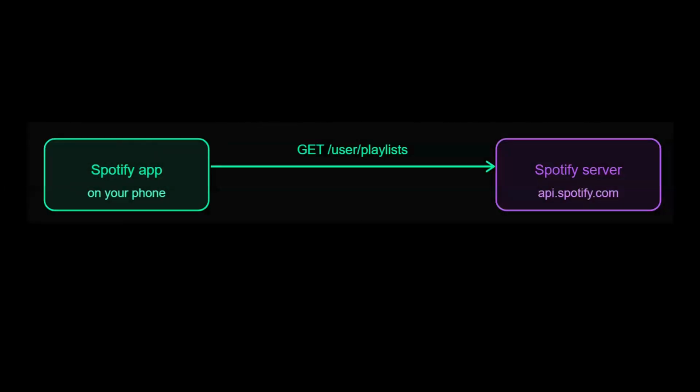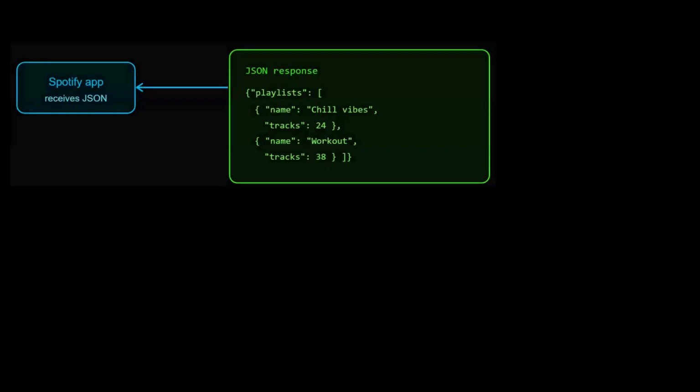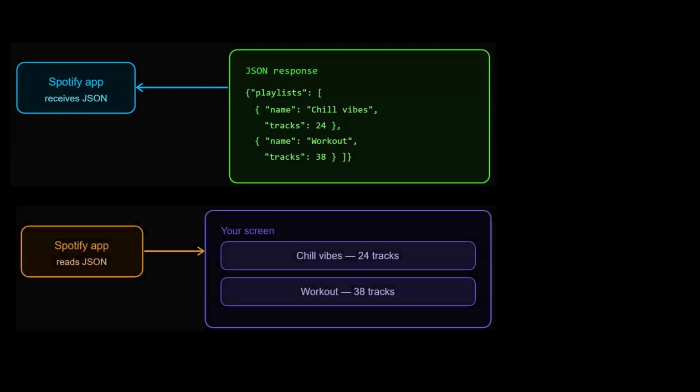Let's see a real world example. Suppose you open Spotify and want to see your playlist. The Spotify app sends a GET request to a REST API endpoint. The server receives that request, checks the database, finds the playlist associated with your account, and sends the data back. But the server doesn't send a fancy interface or web page. Instead, it sends the information in a format called JSON. JSON is simply a structured way of representing data. The Spotify app reads that JSON data and displays your playlist on the screen. All of this happens in a fraction of a second.